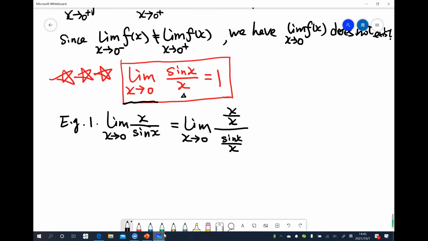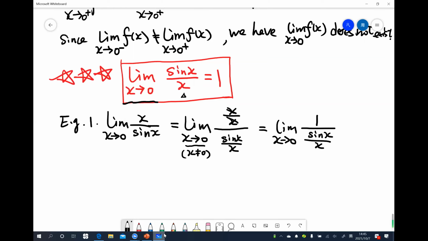Yeah, because x approaches 0, that means x does not equal 0, right? So I can divide it both up and down. Can you understand? Yeah, okay. And then that equals, here in the numerator, x can be cancelled, so that is 1, right? And here the denominator is sine x by x, right?